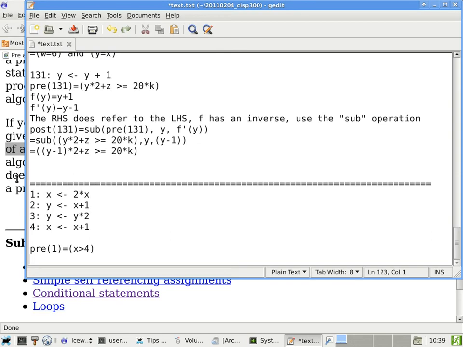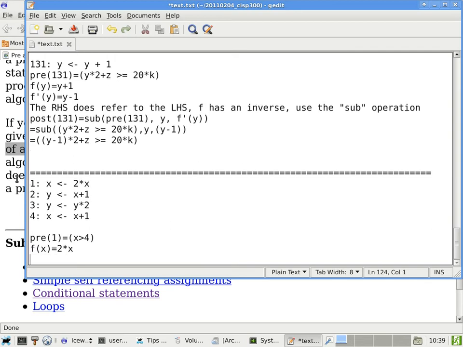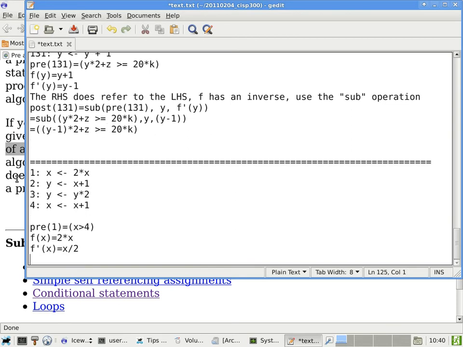So what we're going to do is to say, on line 1, we'll define f of x to be 2 times x. And it so happens that it has an inverse function because I can always divide x by 2. As a result, I satisfy both requirements: the right-hand side refers to the left-hand side, which is the first requirement, and the right-hand side also has an inverse function.